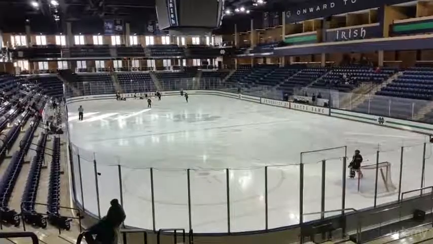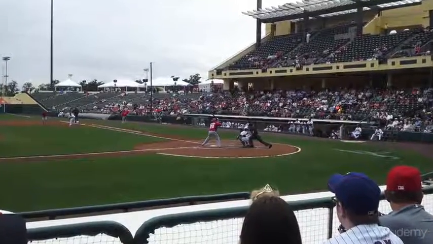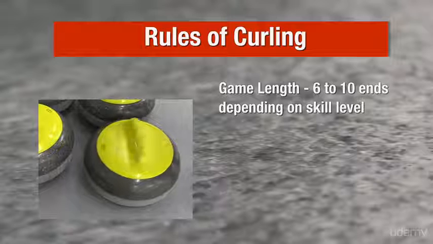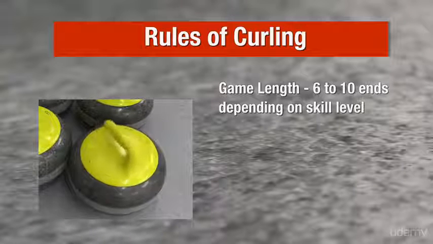In this section, we're talking about the rules and concepts of curling. So hockey has periods, baseball has innings, and curling has ends. Curling normally has 6 to 10 ends depending on the level of play. So at a professional level, you're playing 8 to 10 ends, whereas at a league level, you're probably playing 6 to 8, dependent on timing.